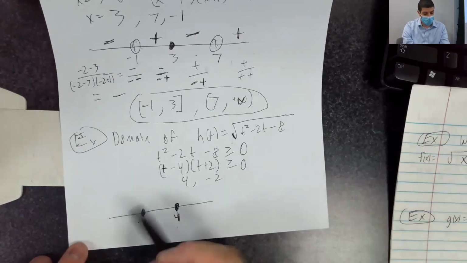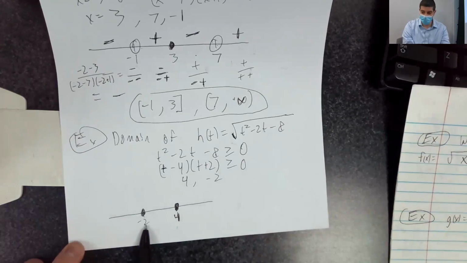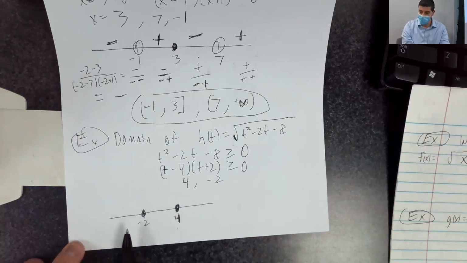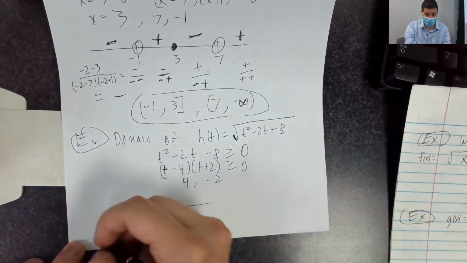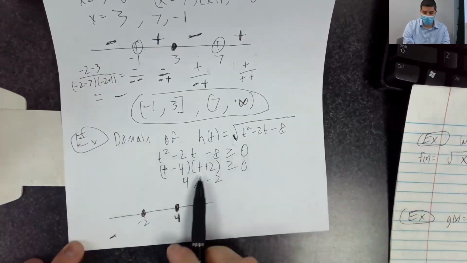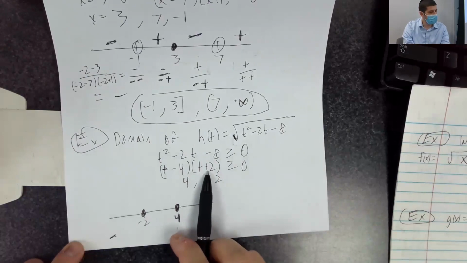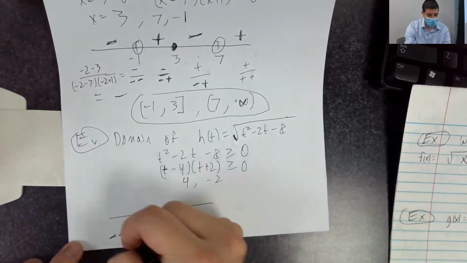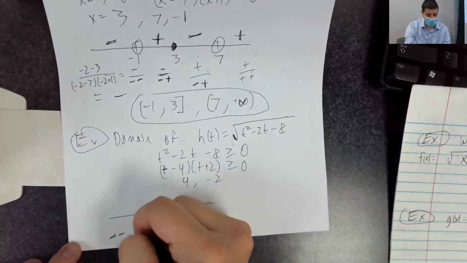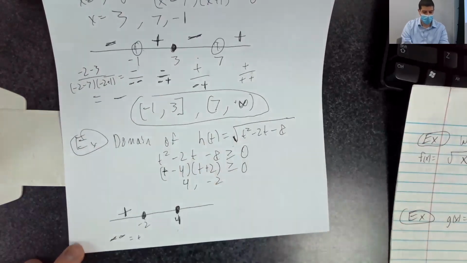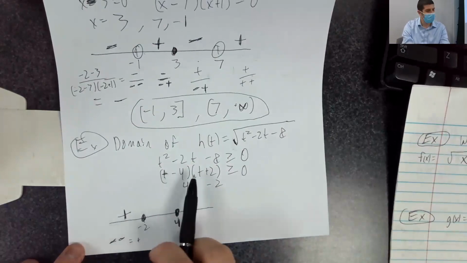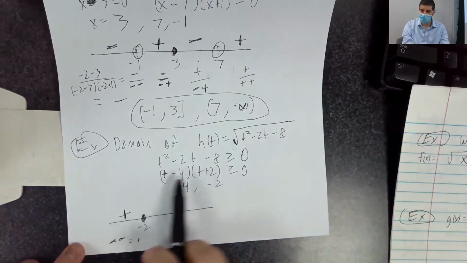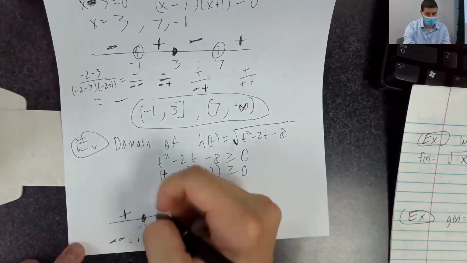Okay, so the rest is like we did before. Plug in something to the left. So to the left of -2 is -3. So -3 minus 4 is negative. -3 plus 2 is negative. Negative times negative is positive, so it's a positive. What about 0? Plug in 0. What do I get? Negative times positive, so negative.